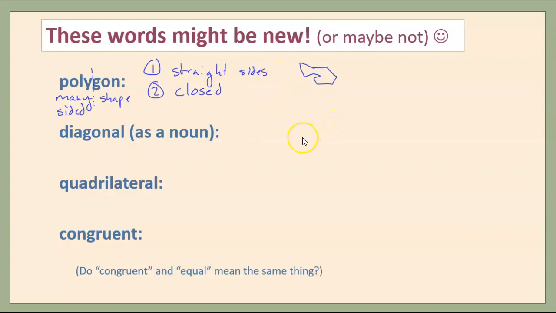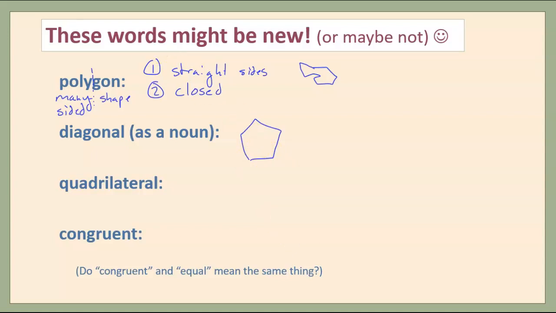Okay, how about a diagonal? And here we're talking about diagonal as a noun, as in a diagonal, rather than describing something as like a diagonal line. What is a diagonal? So when we have a polygon, let's draw one up here. This is like a pentagon.